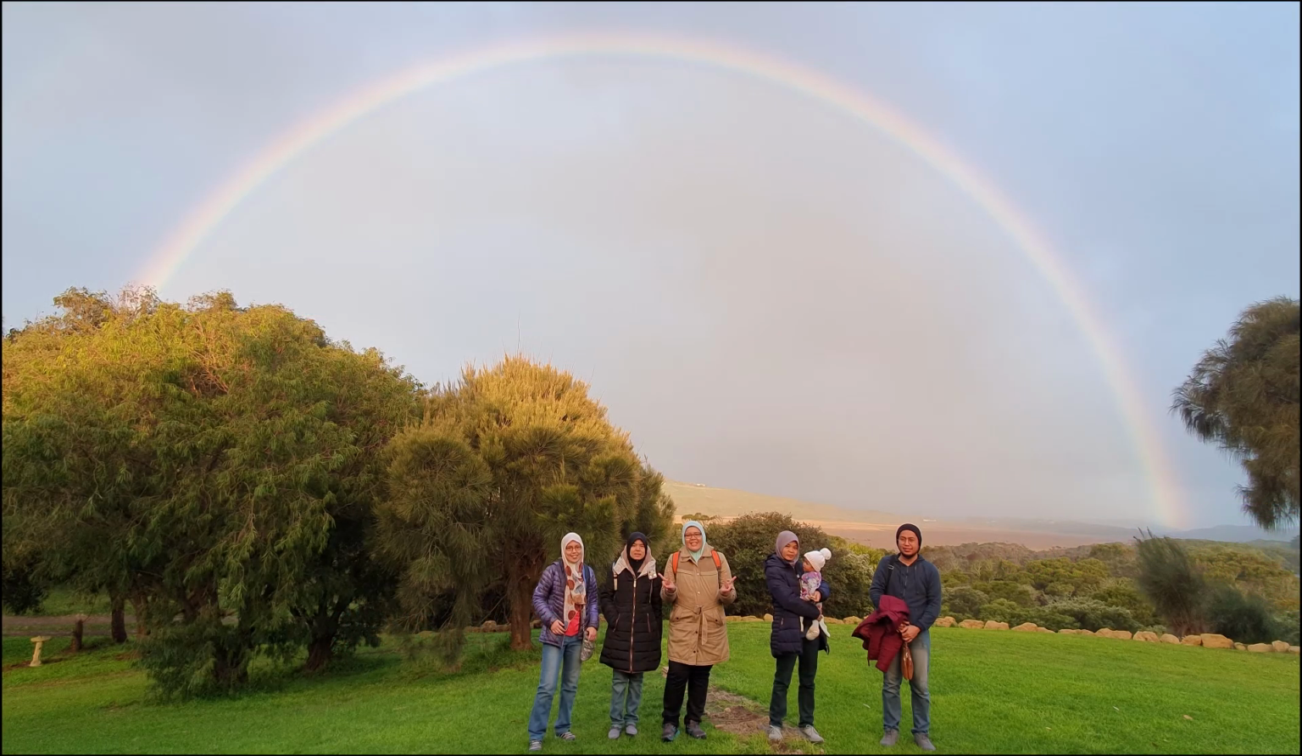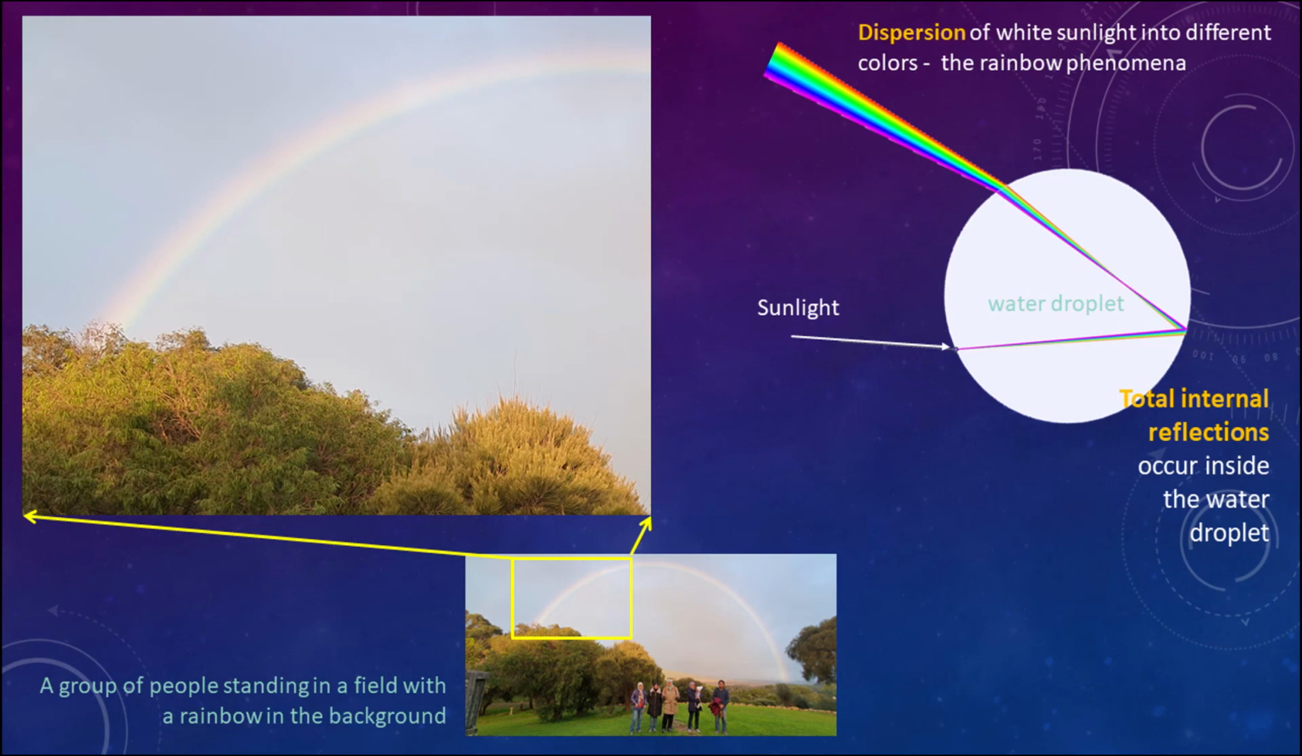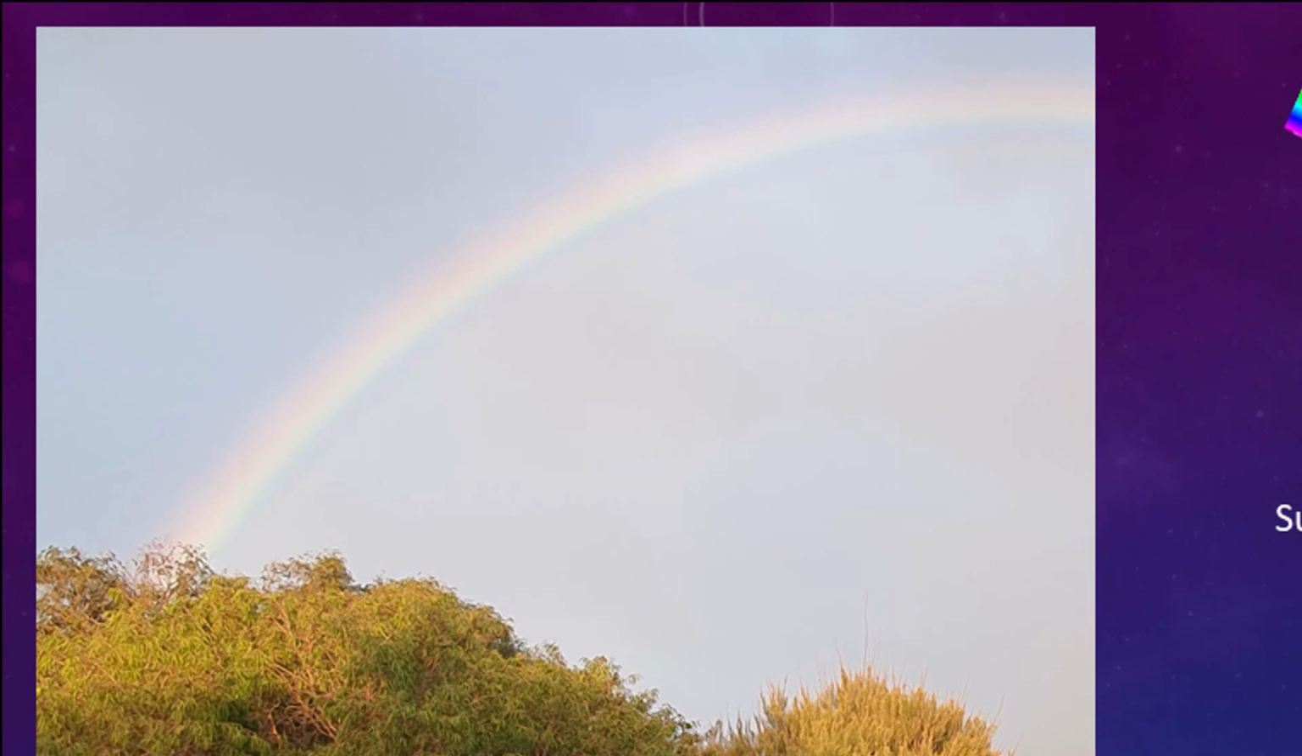An early morning stroll on a field. This group of people was lucky enough to be able to stand in a field with a rainbow in the background. What a nice shot, because the rainbow captured is almost a full half circle. A rainbow is an excellent demonstration of the dispersion of light and evidence that visible light is composed of a spectrum of wavelengths, each associated with a distinct color.